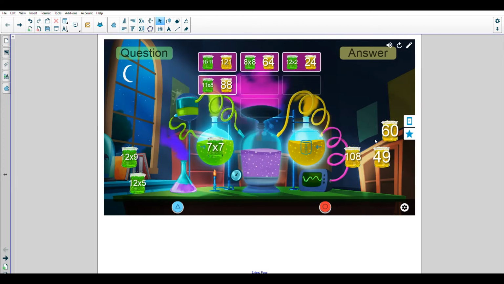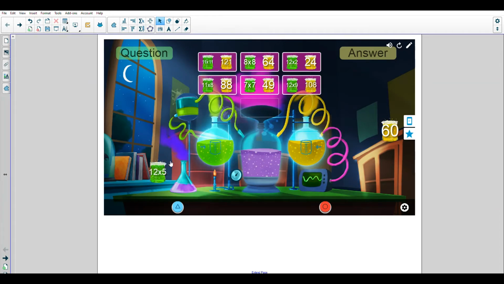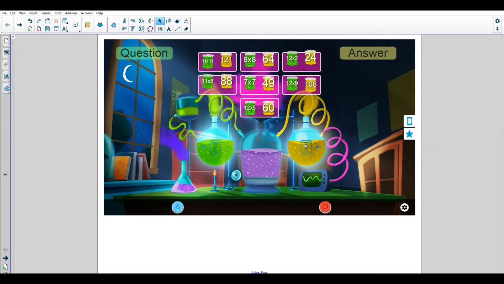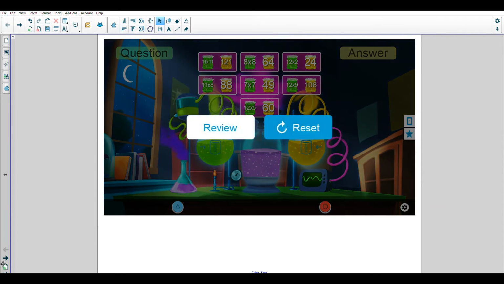7 times 7. You've all learnt that by now. 49. 12 times 9. Now that one is a tricky number to work out, but I've only got 60 and I've got 108. Now if I was to do 12 times 10, I'd get 120. Which one's it closer to? Oh, 108. So I've got to use my maths brain for this one. And 12 times 5, nice and simple, is going to be 60. Brilliant. Congratulations, guys. That's the little first bit of our lesson today done.